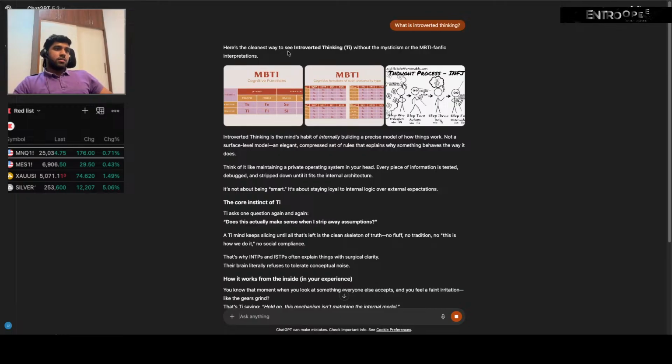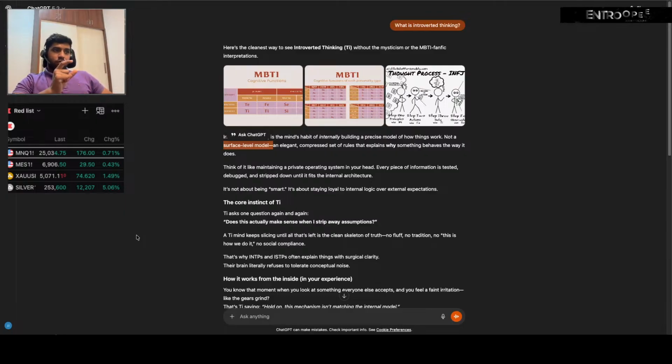Yeah. Here is the cleanest way to see introverted thinking without mysticism or the MBTI fanfic interpretations. Introverted thinking is the mind's habit of internally building a precise model of how things work, not a surface level model, an elegant, compressed set of rules that explains why something behaves the way it does. Yeah, ChatGPT is giving us the best explanation possible for introverted thinking. Think of it like maintaining a private operating system in your head. Every piece of information is tested, debugged, and stripped down until it fits the internal architecture.